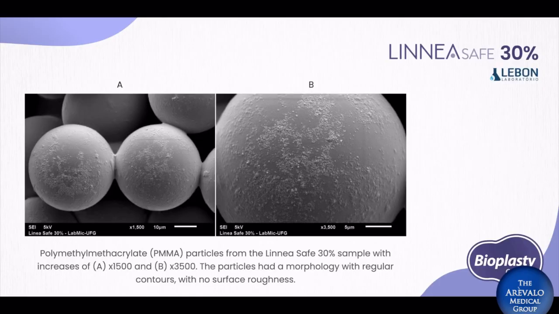PMMA particles from the LineaSafe 30% sample with magnifications of 1500 and 3500. The particles had a morphology with regular contours with no surface roughness.